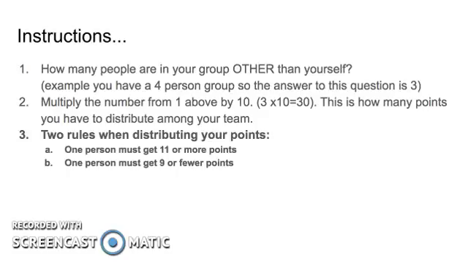And then there are 2 rules that govern you distributing those points. You now have 30 points to distribute in any way that you see fit amongst those other group members. And again, this number changes if you're in the 2-person group. 2 rules right here. One person has to get 11 or more points. Another person needs to get 9 or fewer points. So someone could get 11, 12, 13, 14. Another person could get 9, 8, or 7.